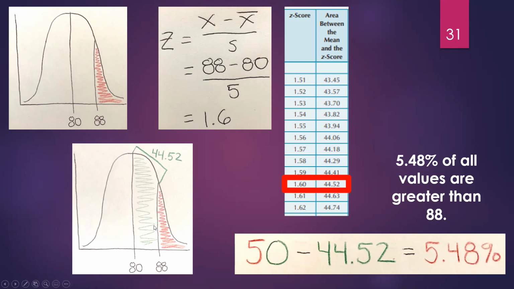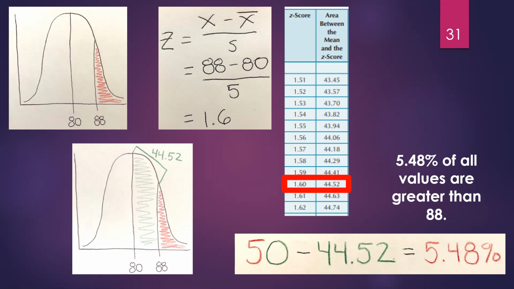So in a distribution with a mean of 80 and a standard deviation of 5, we can say that there's only a 5.48% probability that any value is going to be greater than 88. That's what this is telling us.